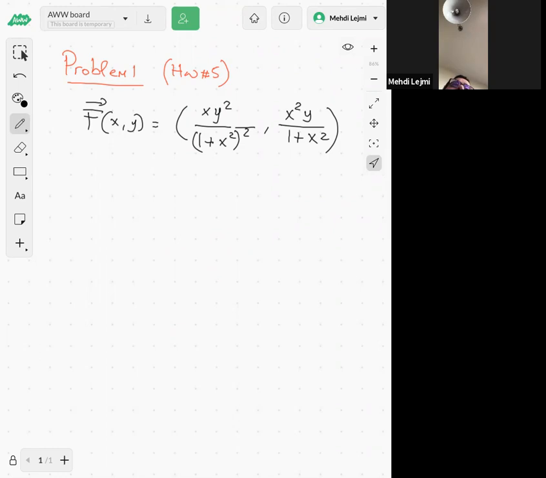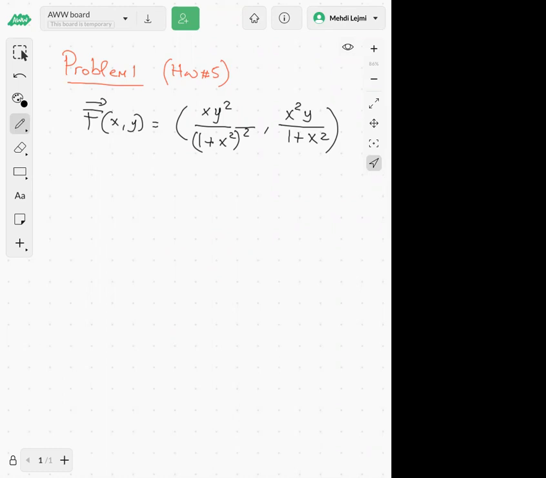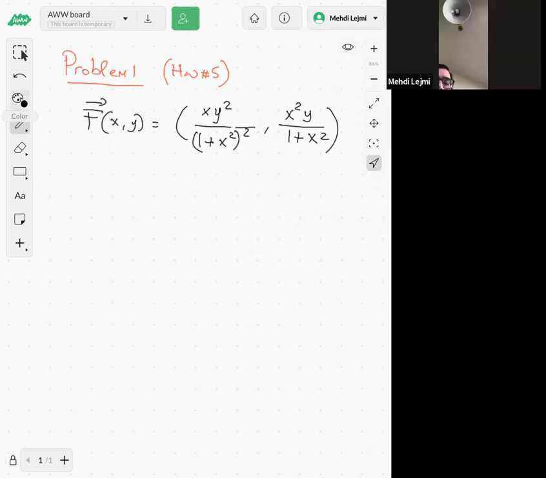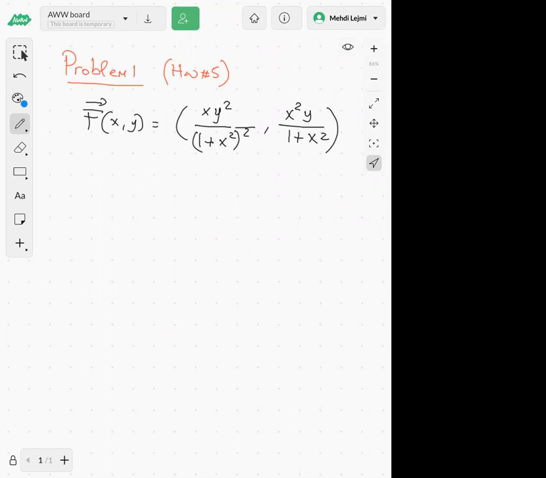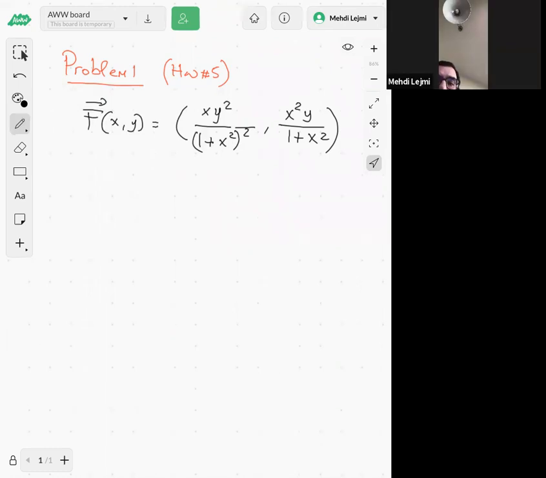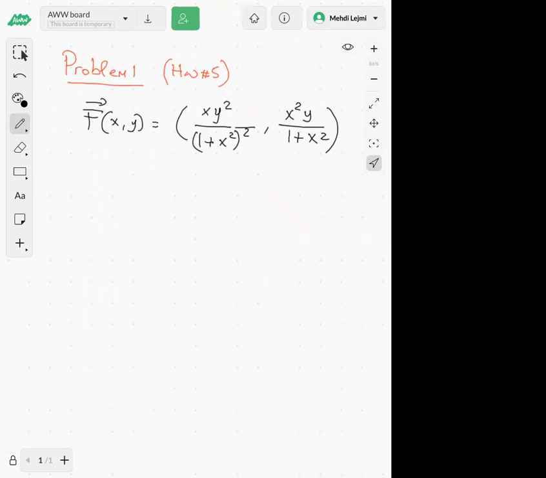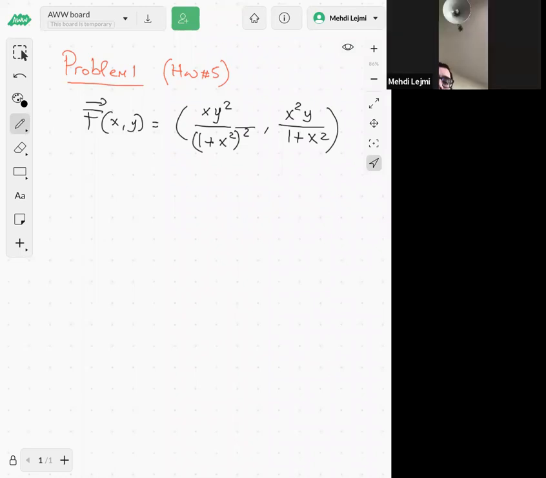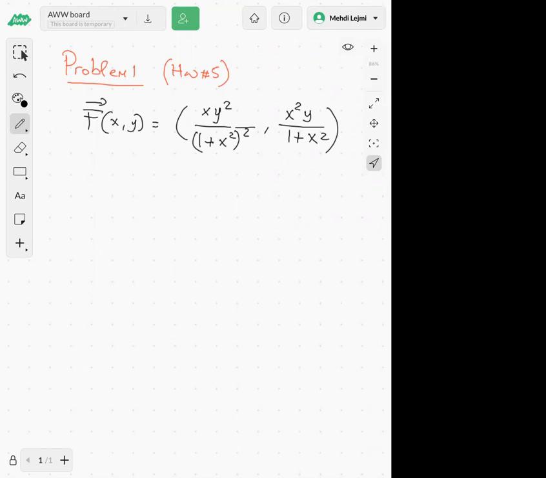Which part do you have trouble with: proving that it's conservative, or finding the potential? So first I integrate with respect to x, and then I derive with respect to y. And when I found the derivative, it wasn't equal. I mean, it's not supposed to be equal. I didn't know what it was supposed to be.